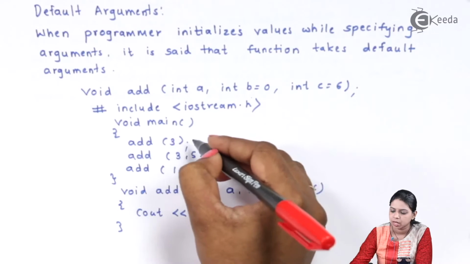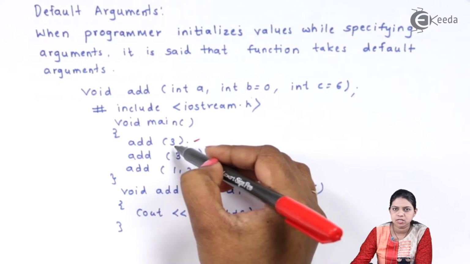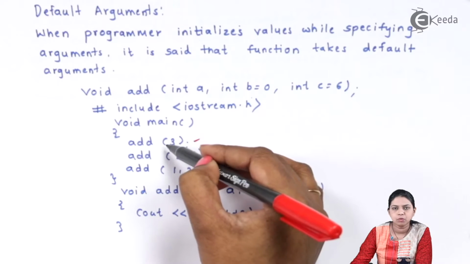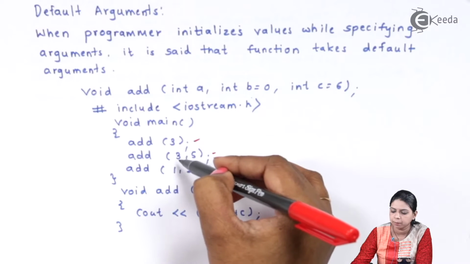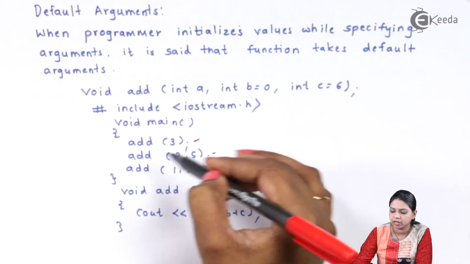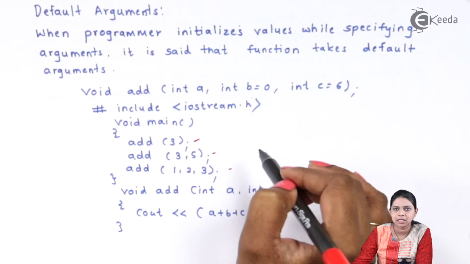Now if you see this program, I am calling the function add how many times? Yes, 3 times: 1, 2 and 3. When I called add for the first time, I passed only one argument, that is 3. When I called add for the second time, I passed two arguments, 3 and 5. And when I called add for the third time, I passed all my 3 arguments.